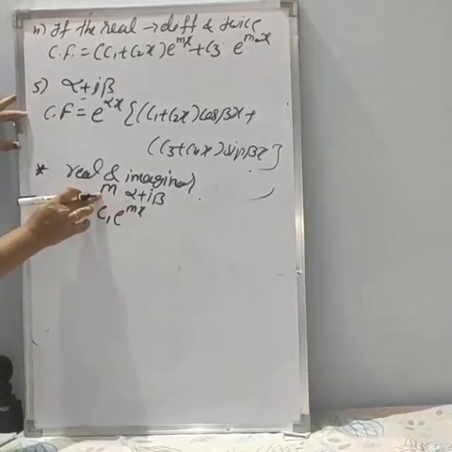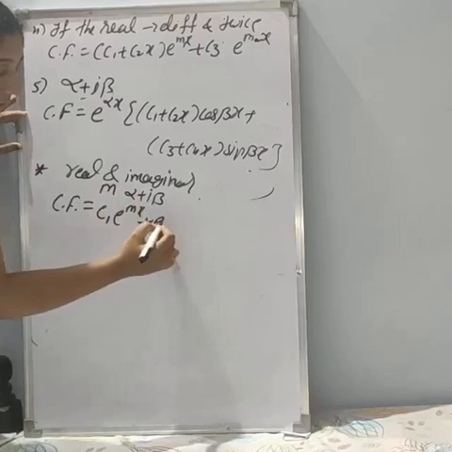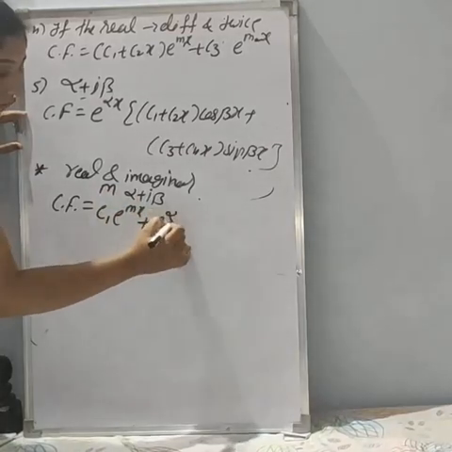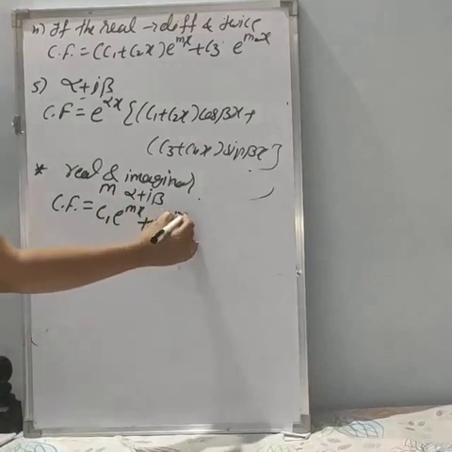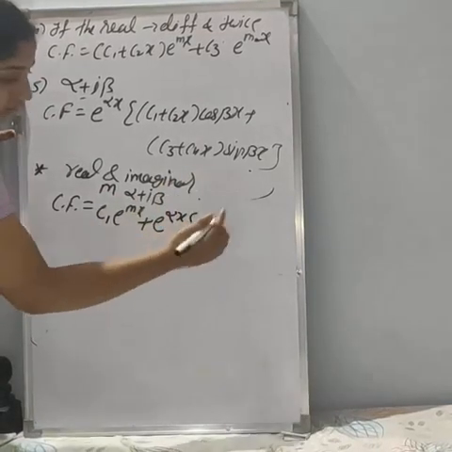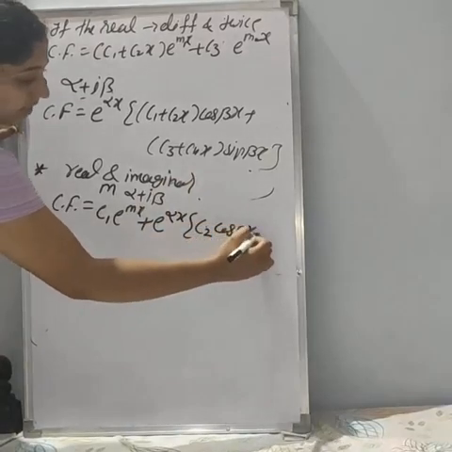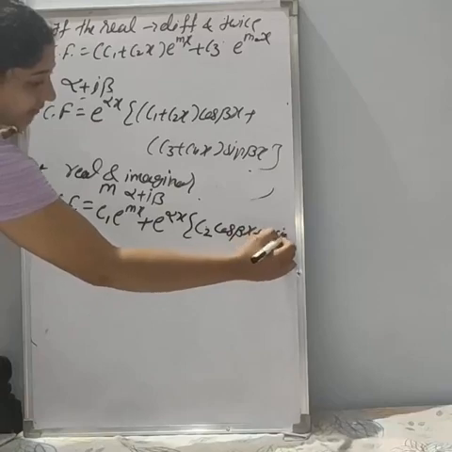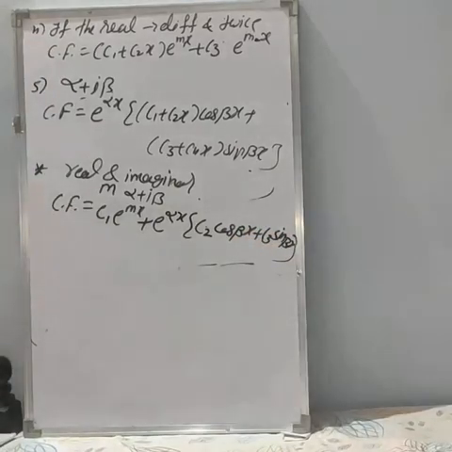This is for the real root. Next, for the imaginary root you will get e to the power of alpha x. c1 we have already written, so write the next constants, that is c2 cos beta x plus c3 sin beta x. This is the complementary function if one root is real and one root is imaginary.